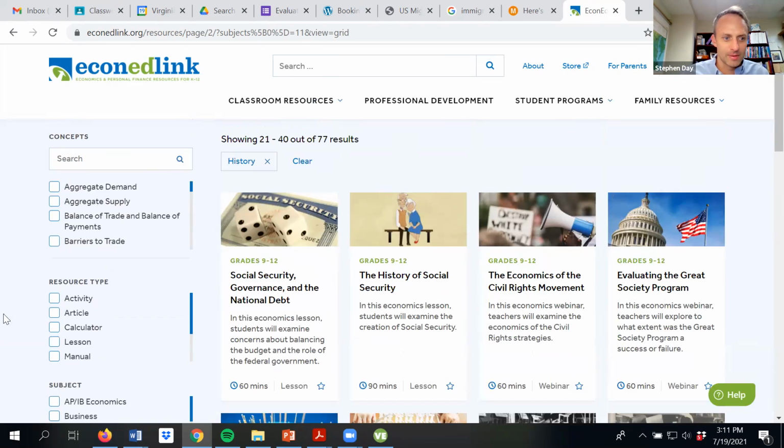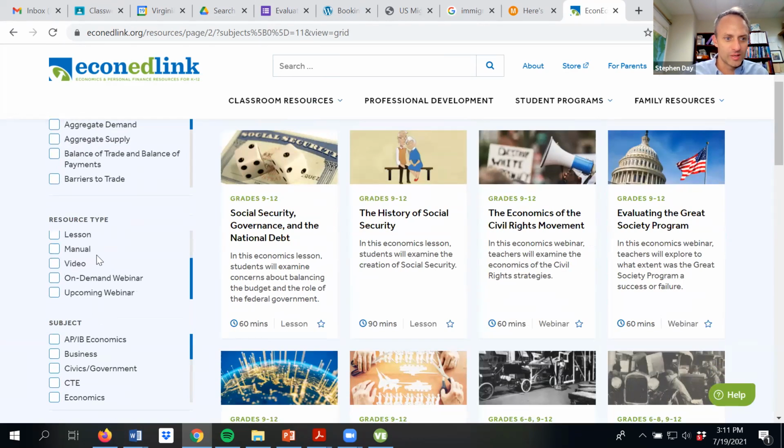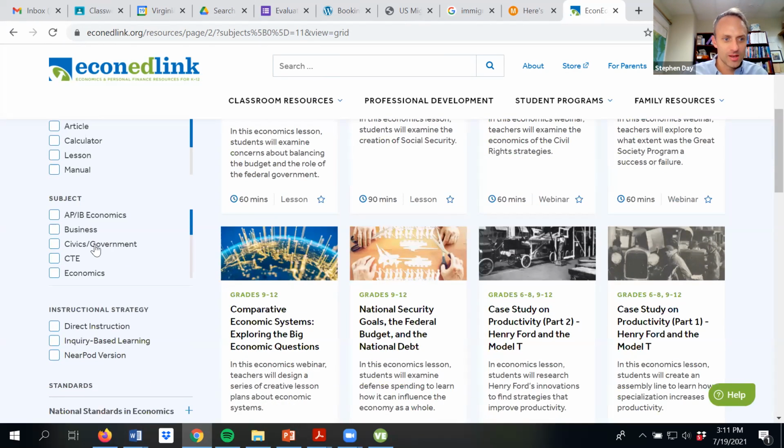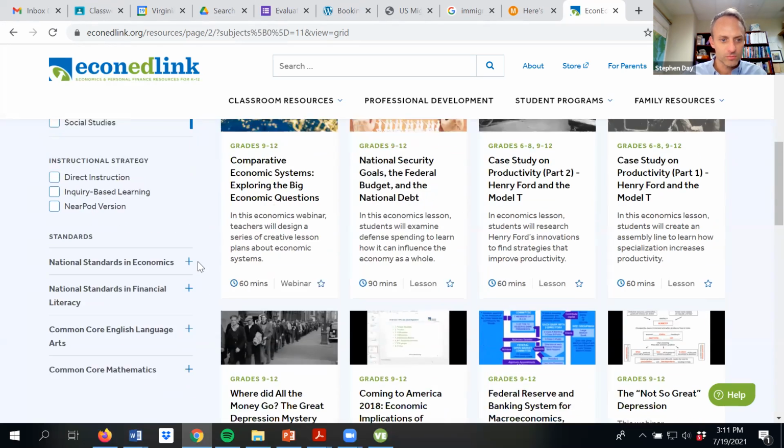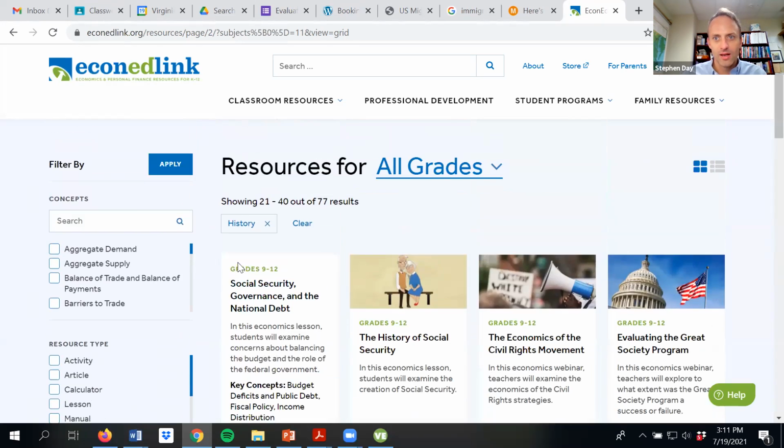You can search by economic concept there. You can search for resource type there. There are videos, webinars, lesson plans, articles, and you go by subject here. You can also find inquiry-based learning and Nearpods right there. Or you can search by subject.